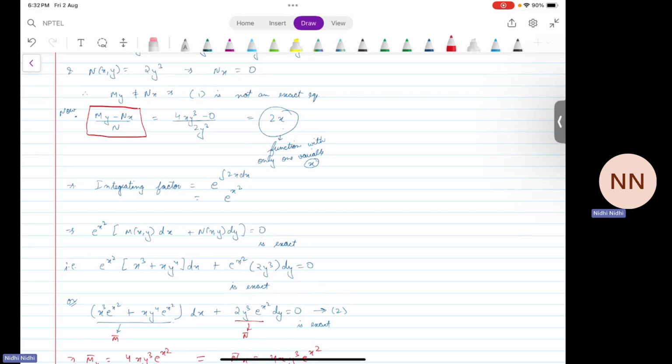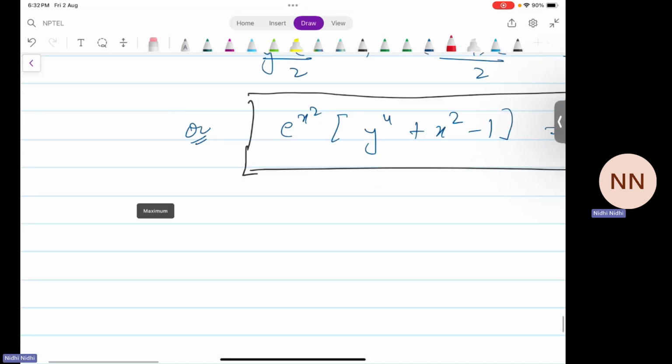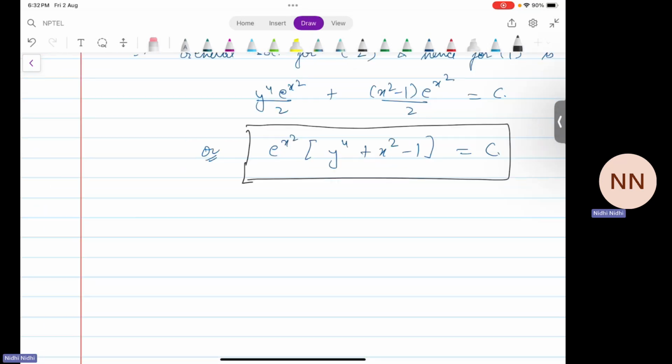For example, we can see that if (my minus nx)/m is a function in y, then in a similar way we can find the integrating factor. Or there are various other methods that you must have seen in the theory classes. Okay, then let's move to the next question.